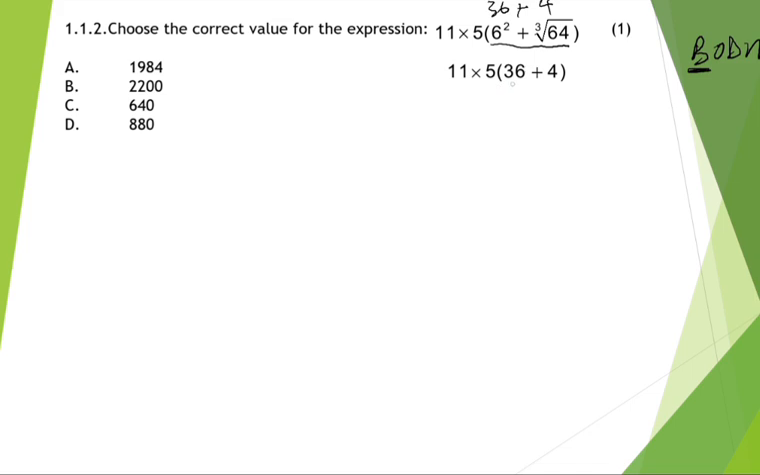So it means we're going to have 11 times 5 brackets, in brackets 36 plus 4, and we are going to add 36 plus 4, that's 40. Which means it's 11 times 5 times 40. Then still solving what is in brackets, that's 11 times 200. Then 11 times 200 is 2,200. The correct option is B.